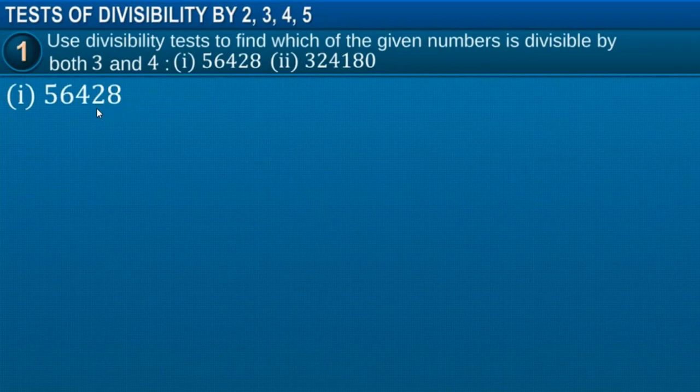In the fourth table we will have 28. Correct? Fourth table has 28.